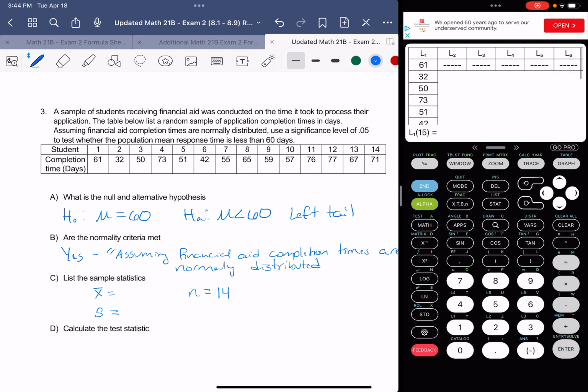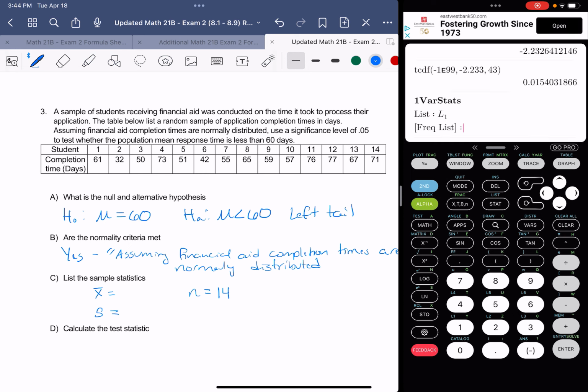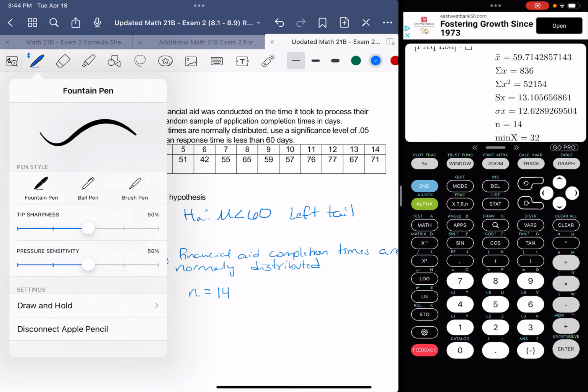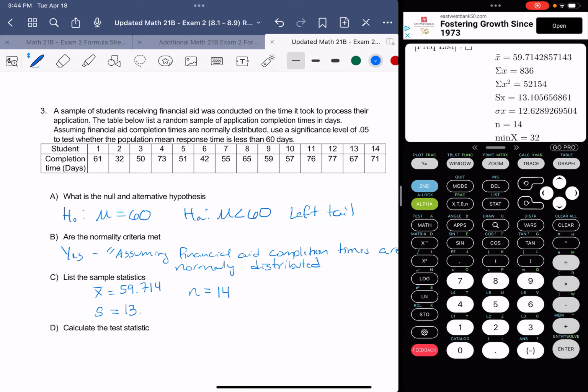Once you've entered in all of your data, you go back to stat, calc, 1-var stats. Make sure it's list 1, which it is, and here is all the info. So our X bar, or our mean, is 59.714. And S, the standard deviation, is 13.106. Any questions there?